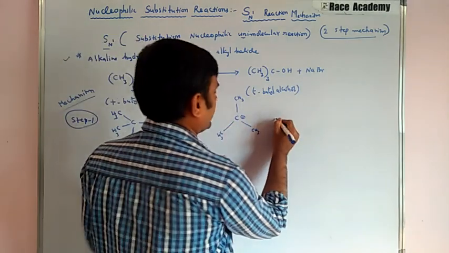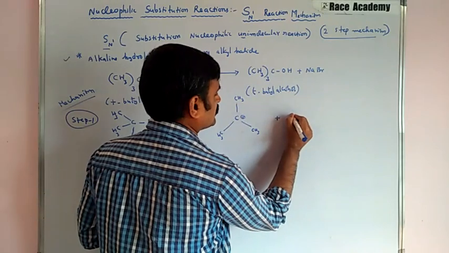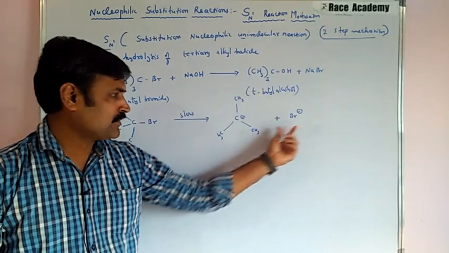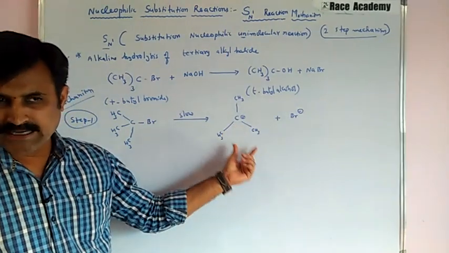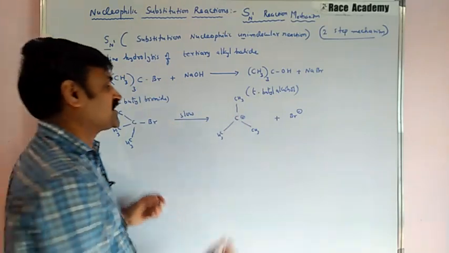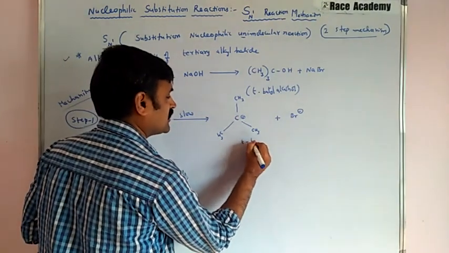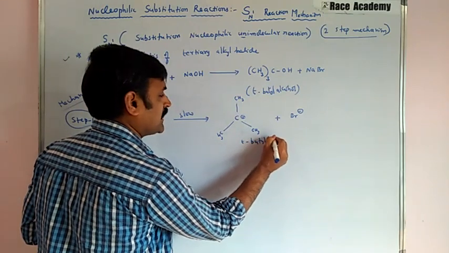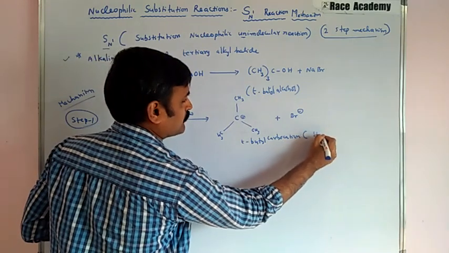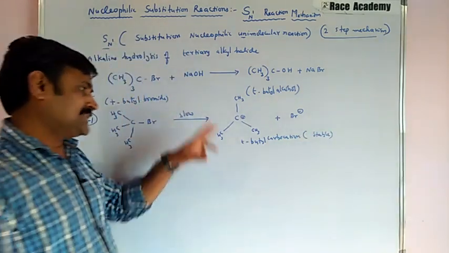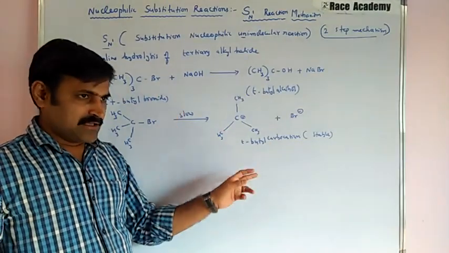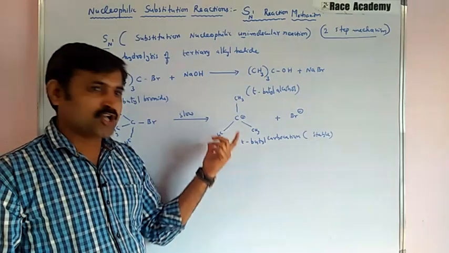And this will be separated out, which is called bromide ion. So this is the leaving group. This is the carbocation, tertiary butyl carbocation with sp2 hybridization. This is tertiary butyl carbocation, which we are calling a stable carbocation. When it is a tertiary butyl carbocation with sp2 hybridization, it is said to exhibit planar geometry.